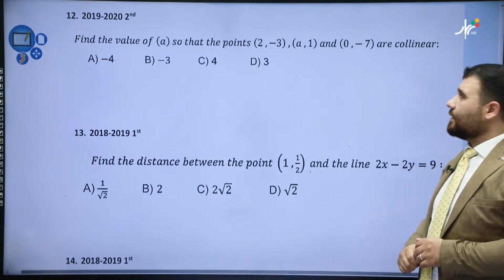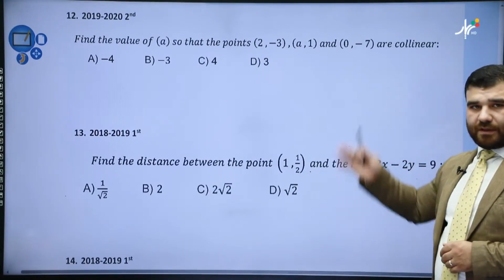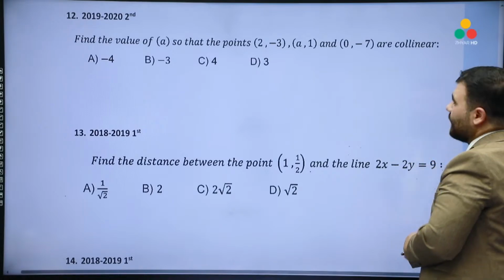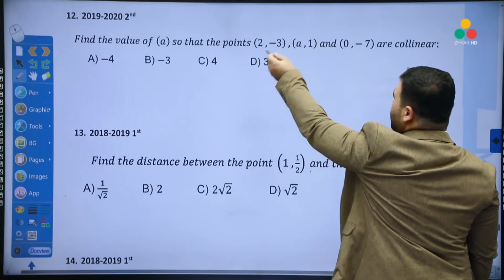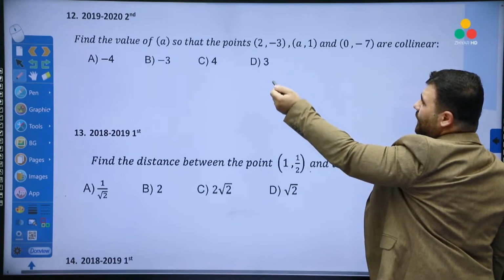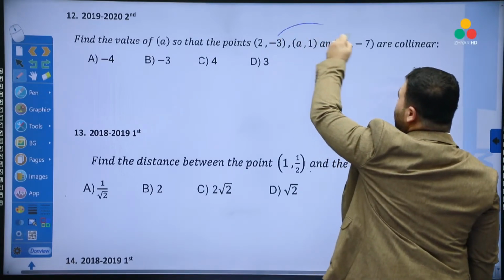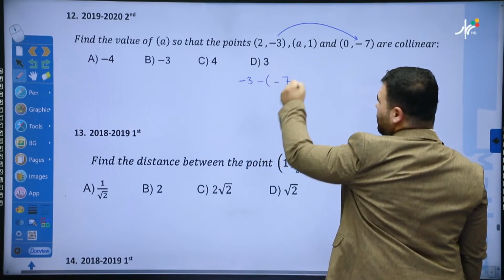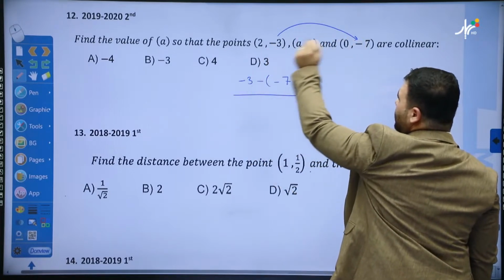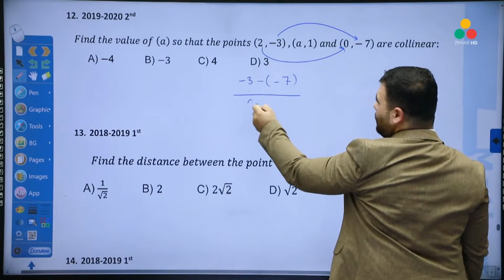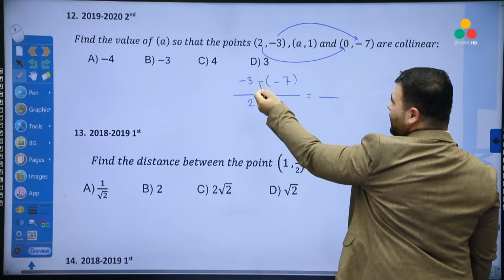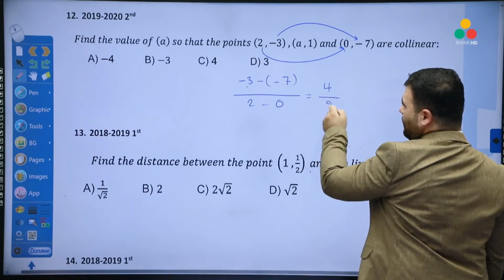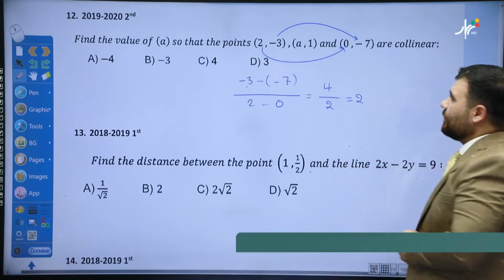Find the value of A so that the points are collinear. We already did a question that has this idea. Well, let's do this one as well. The slope between the 2 points that have no unknown will help us to find A. So slope: negative 3 minus negative 7, y2 minus y1 over 2 minus 0. Minus minus will be plus. Negative 3 plus 7 is 4 over 2, which is 2. So the slope is 2.